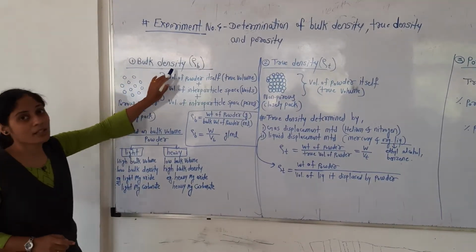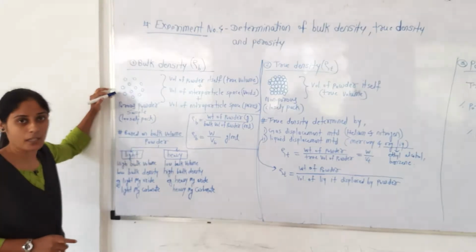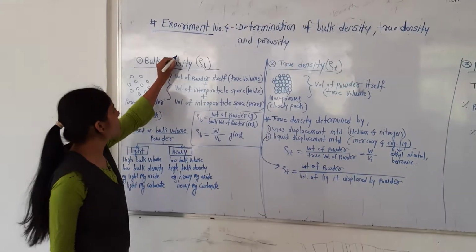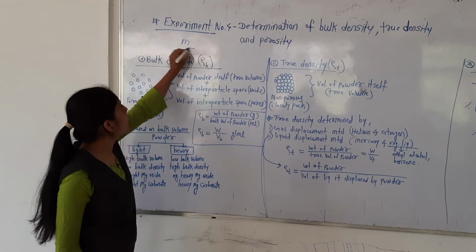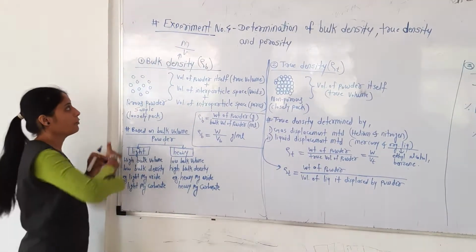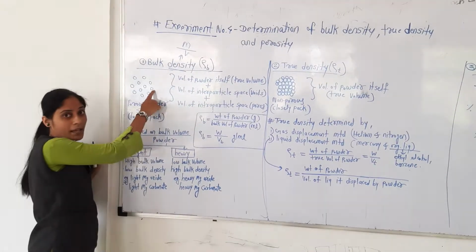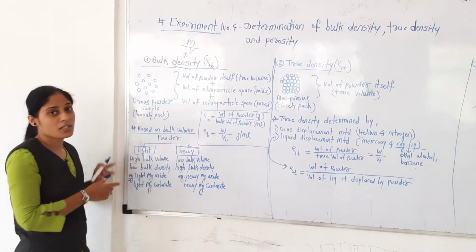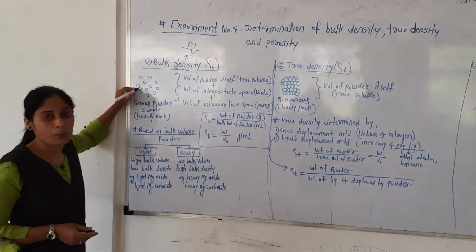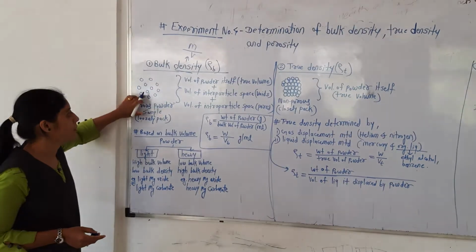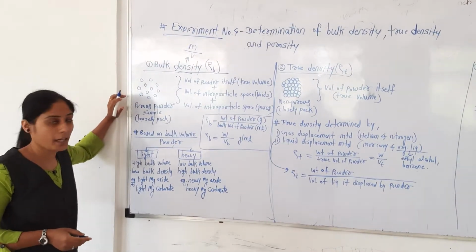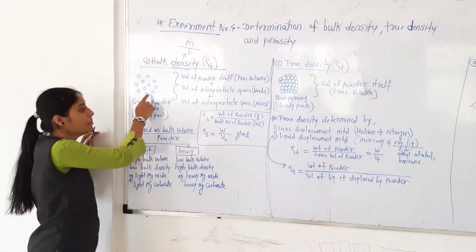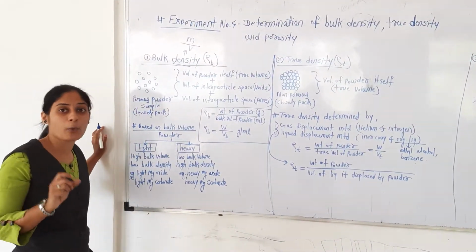So we have to determine the bulk density of this powder sample. For determination of bulk density, the formula of density is equal to mass upon volume. So first of all we have to determine the mass of that powder sample, and second we determine the volume of this powder sample. Due to the gaps or pores, the volume of this powder sample is higher or more. In a porous powder sample the volume is maximum. Why? Because in between the particles, voids or pores are present.